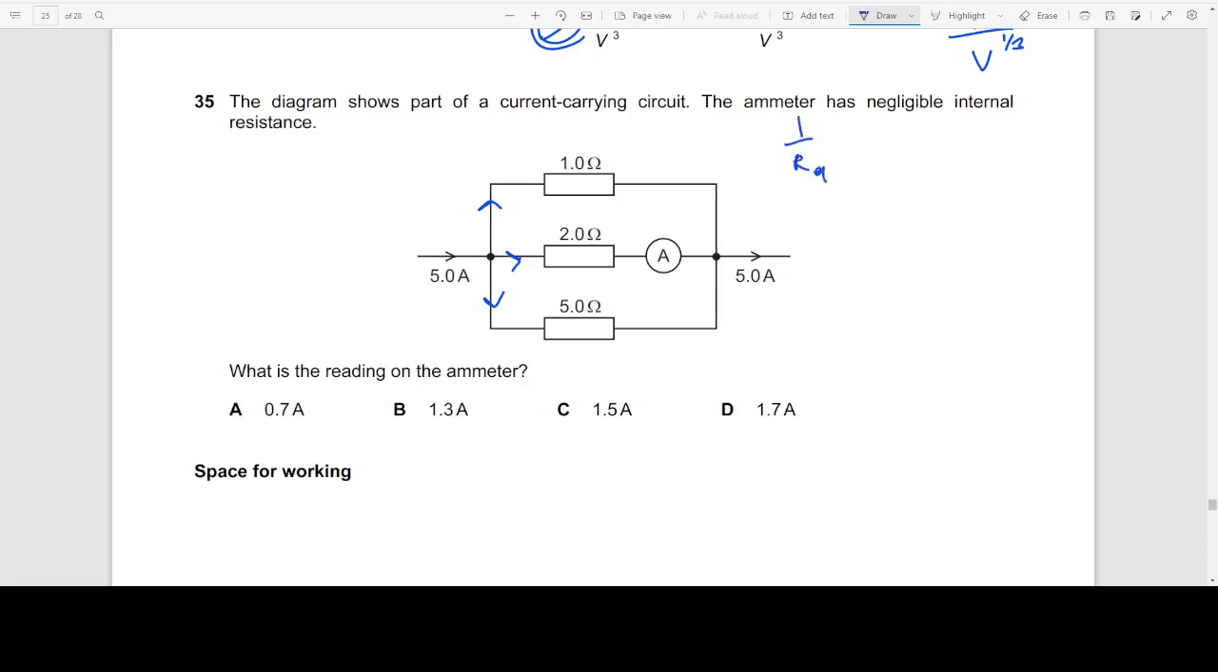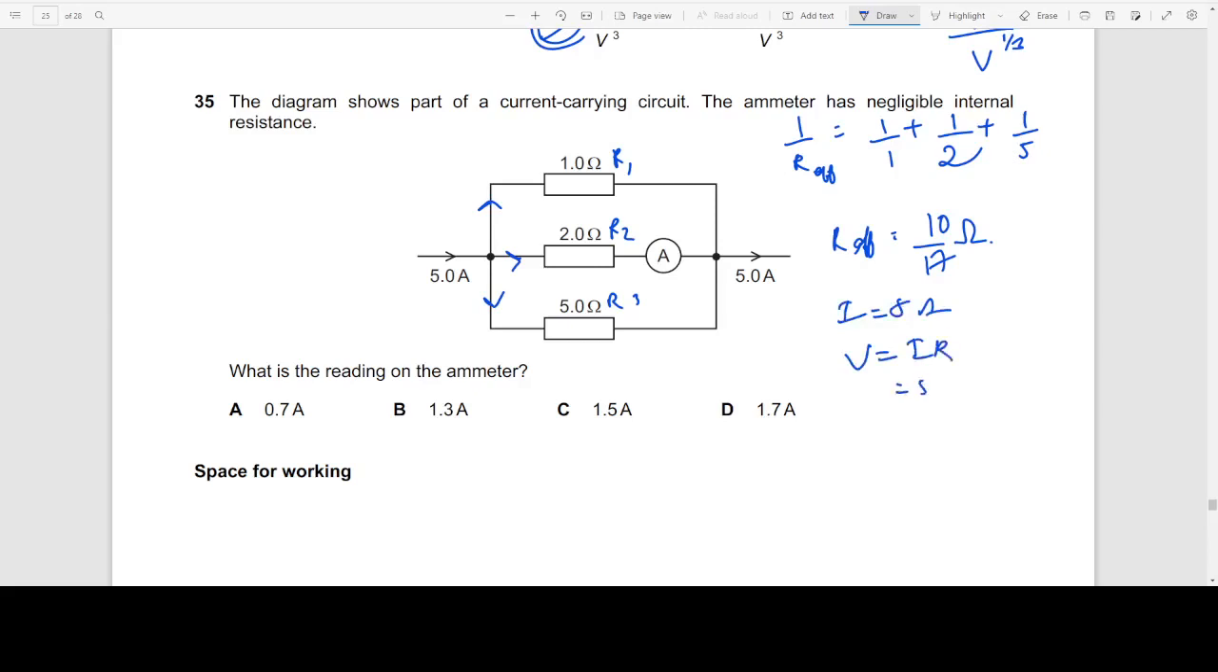So 1 upon R effective, which is the total resistance, is 1 upon R1 plus 1 upon R2 plus 1 upon R3, where this is R1, R2 and R3. So R effective is equal to 10 upon 17 ohms. This is the total resistance, and current is 5 ampere. So V equals IR, which is 5 into 10 upon 17, which is 50 upon 17 volts. So we know that each resistor will get 50 upon 17 volts.